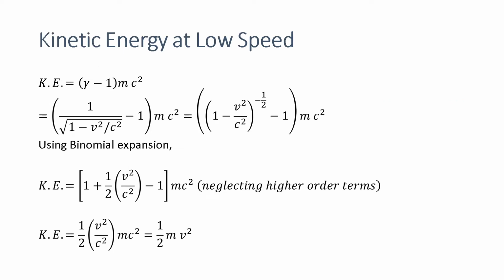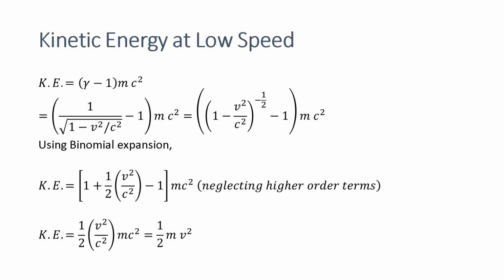Kinetic energy at low speed. We found that kinetic energy equals the product of gamma minus 1 and mc². Write the expression for gamma, which is 1 divided by the square root of (1 minus v²/c²). We can also write gamma as (1 minus v²/c²) raised to the power minus half.